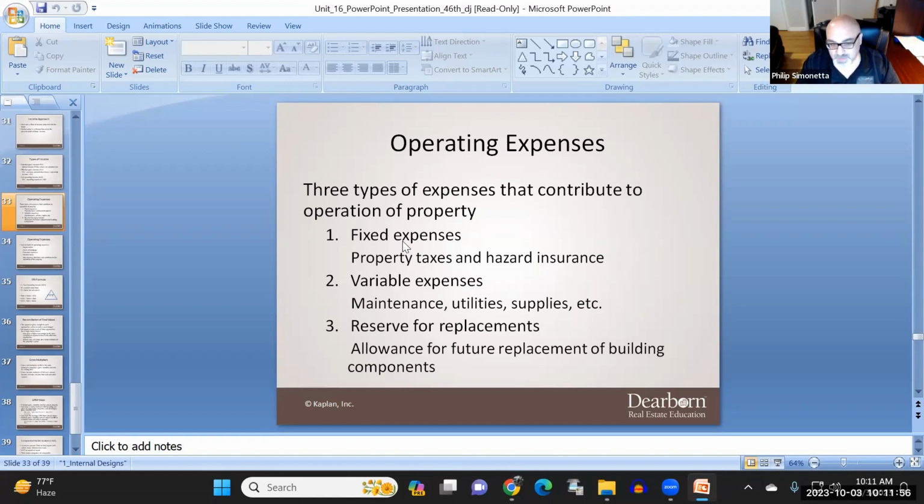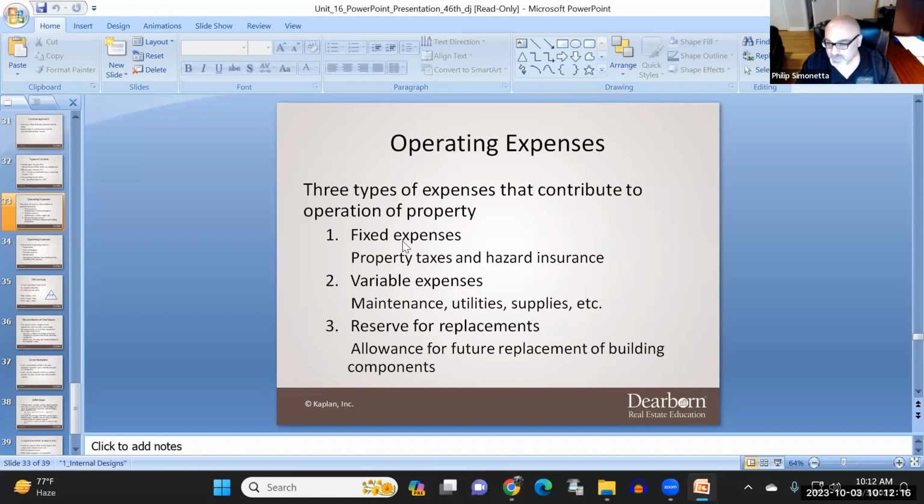Variable expenses would be like your maintenance, because you don't know how much work is going to need to be done, your utilities, supplies, things like that. They're variable expenses because they change, they go up and down, right? And then you have your reserve for replacements. This is an allowance for future replacement of building components.